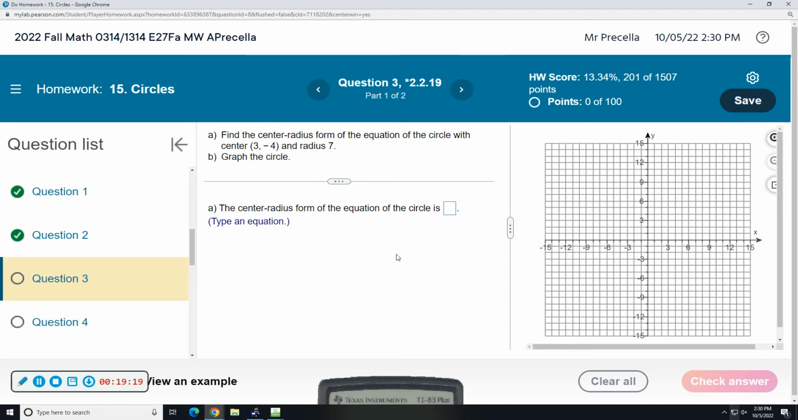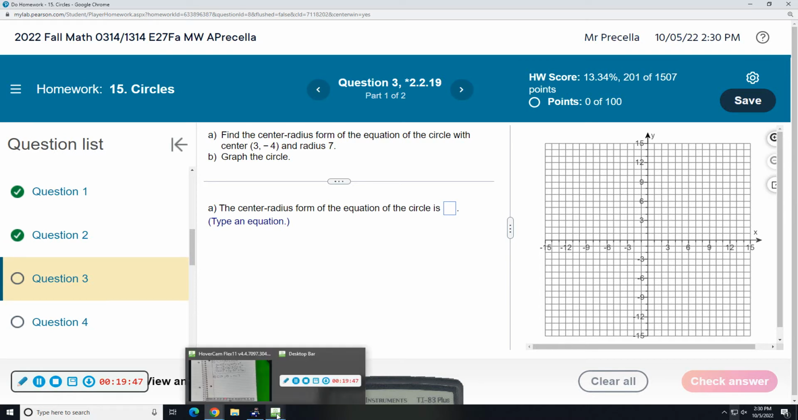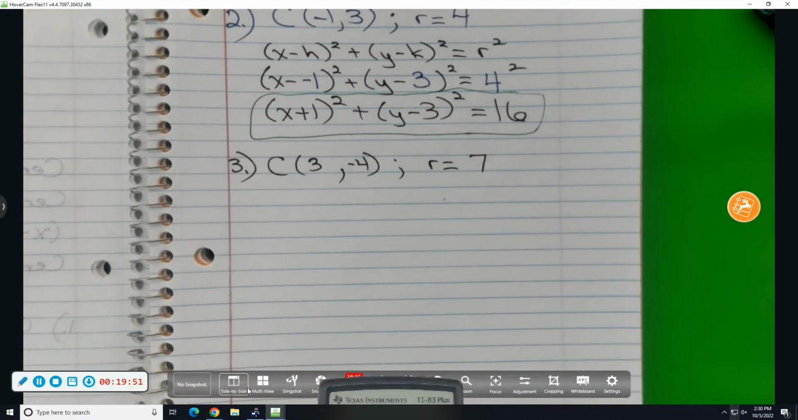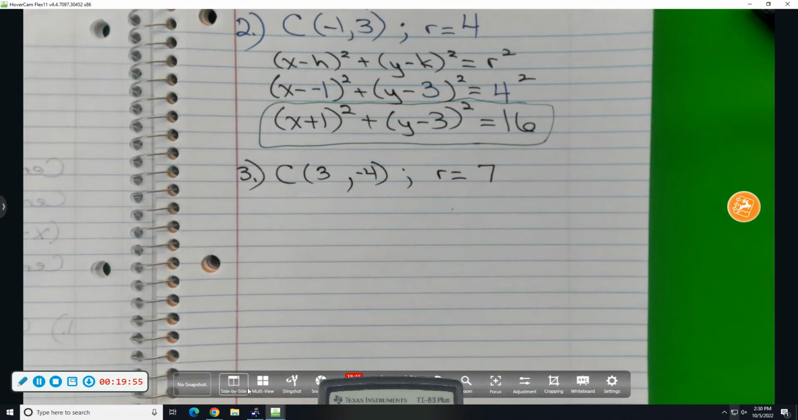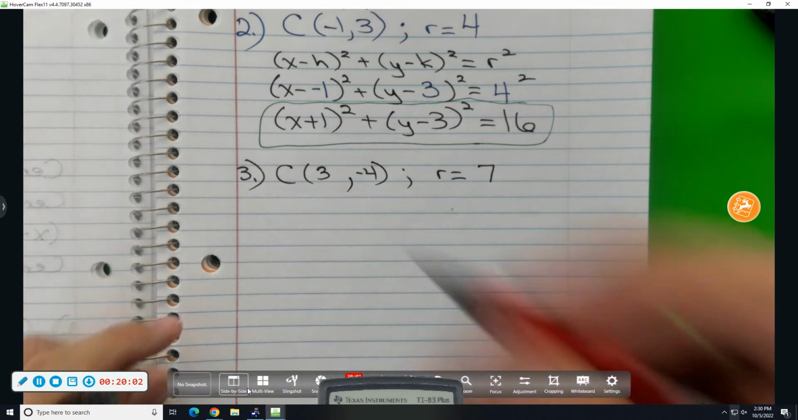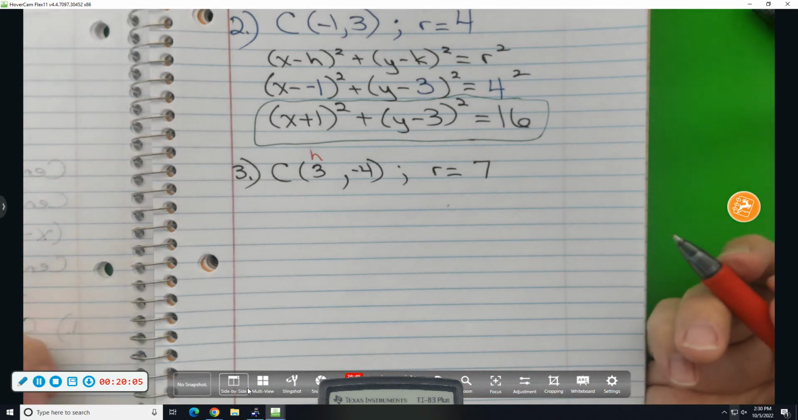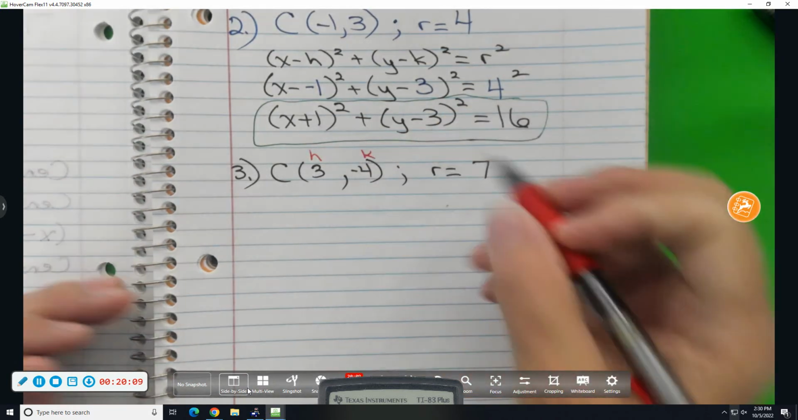Okay, number 3. It's another right the center radius form. Let me write the problem down first. The center is at point 3, -4. And the radius is 7. Okay, what number's acting like h? 3, I agree. What number's acting like k? -4. And the radius is 7.